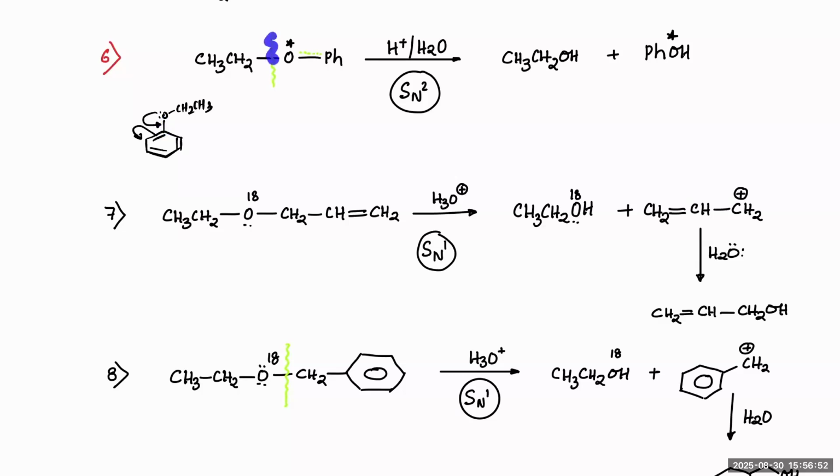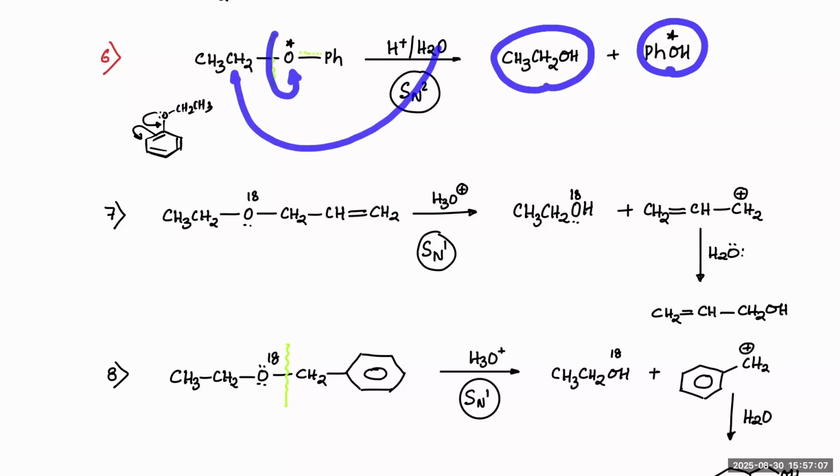So the bond will always break on the other side only. Now you need to decide what kind of group it is on the other side: 1-degree, 2-degree or 3-degree. Since it is 1-degree, you'll go for SN2. So water will attack here, the bond will break on this side, and you'll get phenol and ethanol.